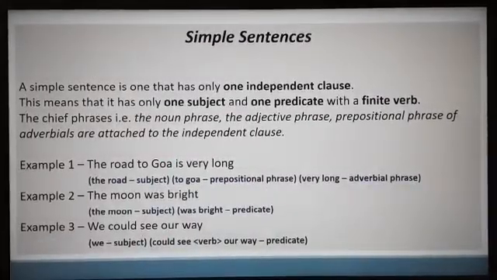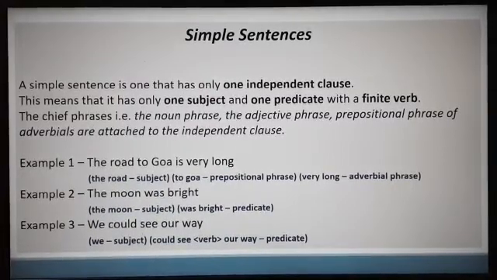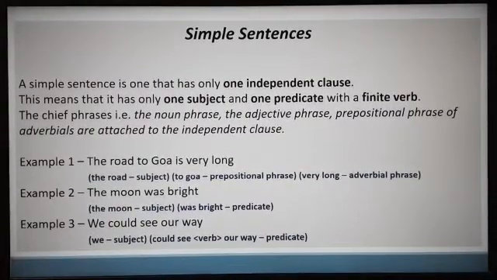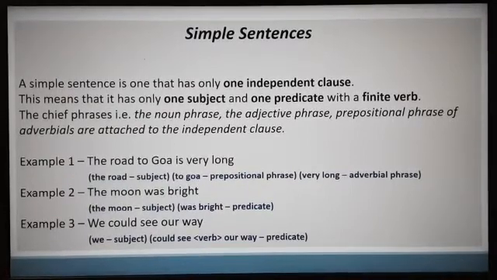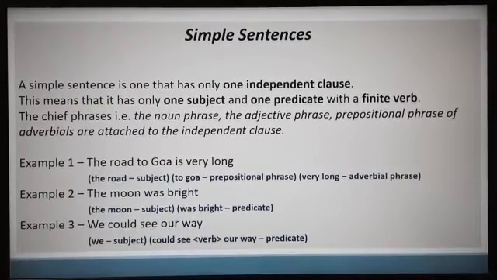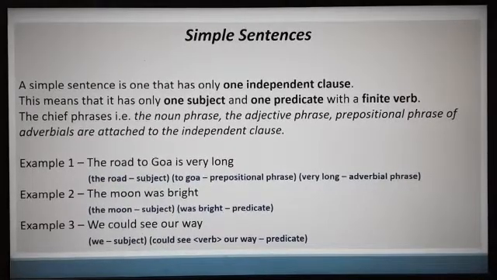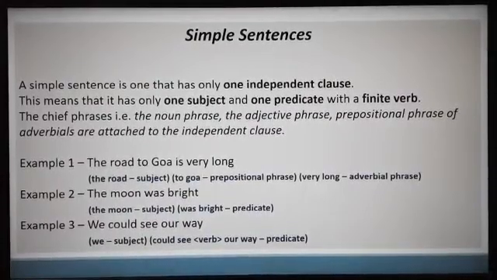To understand and analyze what are simple sentences, what are compound sentences, and what are complex sentences. We begin with the simple sentence. A simple sentence is one that has only one independent clause. By itself it is a complete sentence. It has one subject and one predicate with a finite verb. The other phrases, the noun phrase, the adjective phrase, prepositional phrase, or adverbials are attached to the independent clause itself.